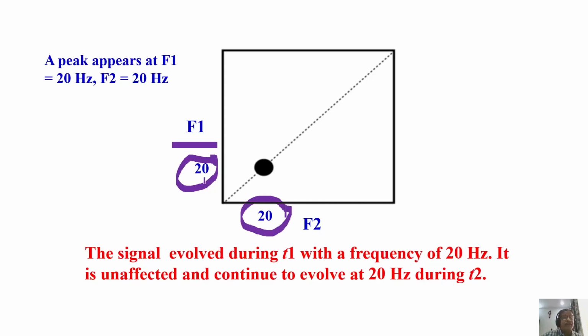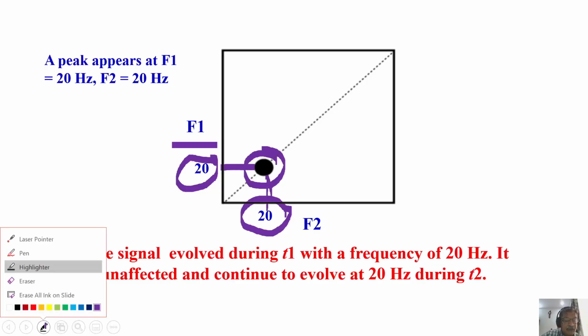That means it has no coupled partner to give its magnetization to another spin. As a consequence, this peak comes as a diagonal peak. When the diagonal peak is there, take a line here, take a line here, both the frequencies are the same. Understand?